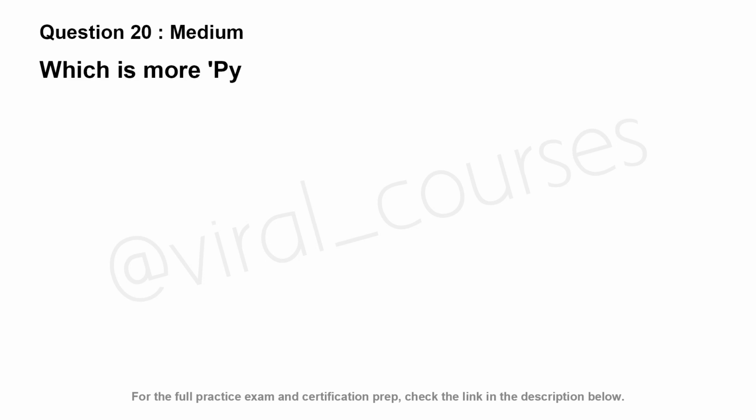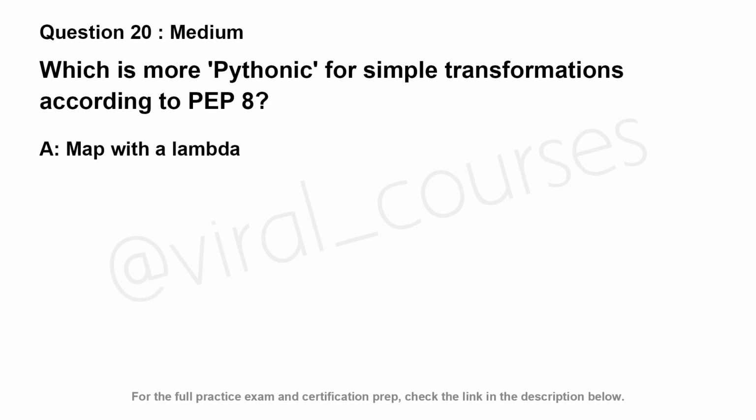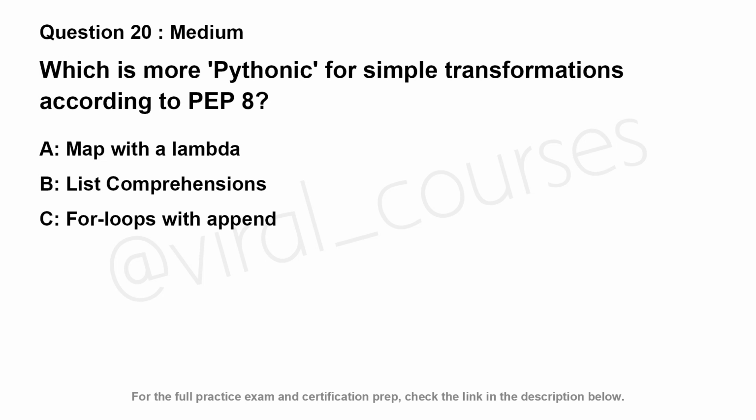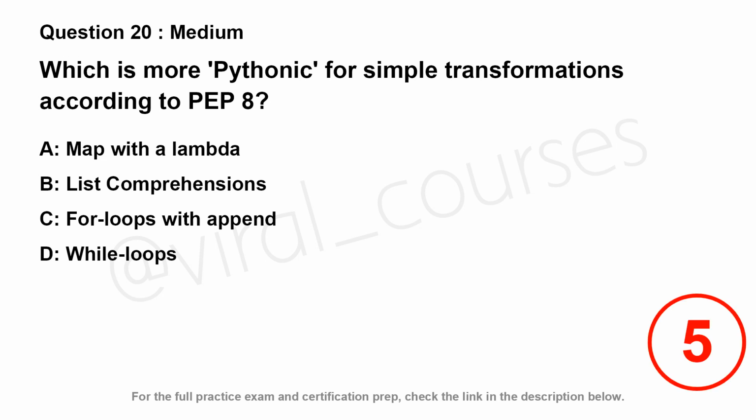Which is more Pythonic for simple transformations according to PEP 8? Option A, map with a lambda. Option B, list comprehensions. Option C, for loops with append. Option D, while loops.